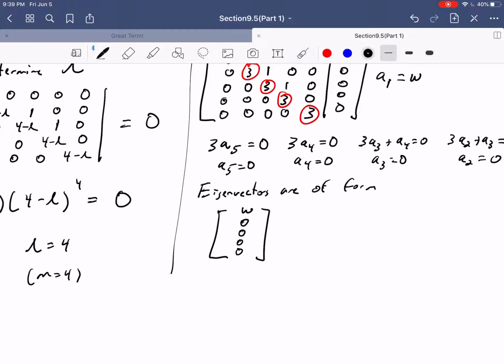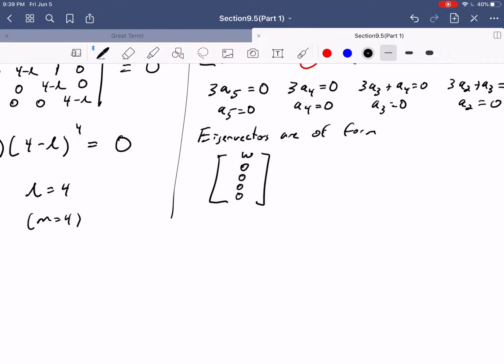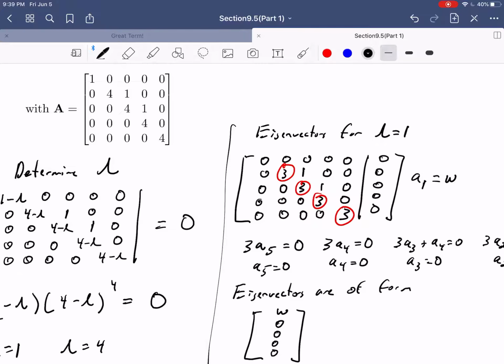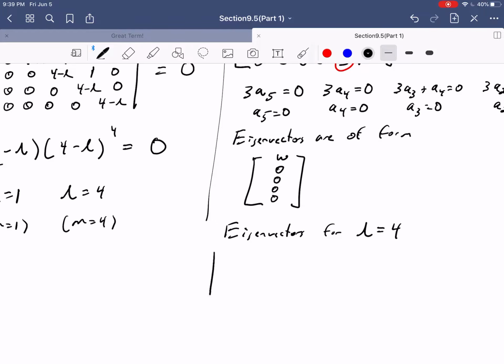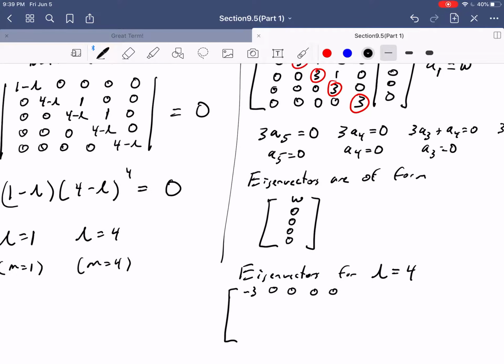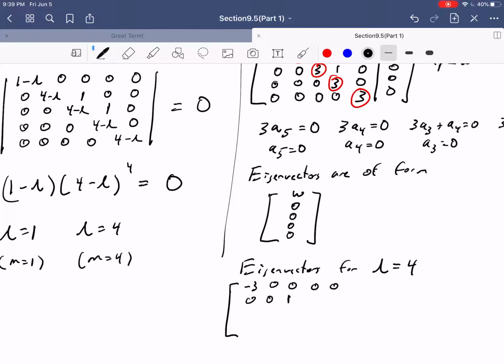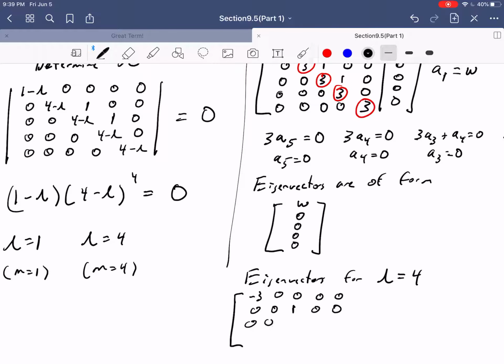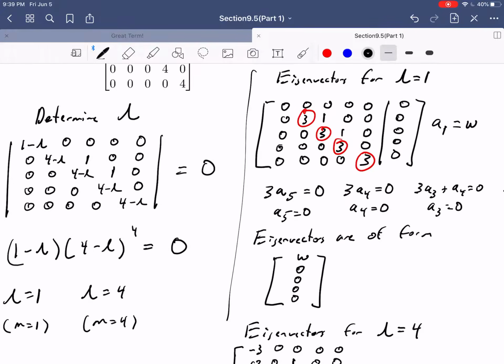So now let's think about the eigenvectors for lambda equals 4. So now we need to subtract 4 off the diagonal. So it looks like our top diagonal is going to be minus 3 and then 0, 0, 0, 0. And then looks like we should get 0, 0, 1, 0, 0. And then subtract the 4. So 0, 0, 0, 1, 0.